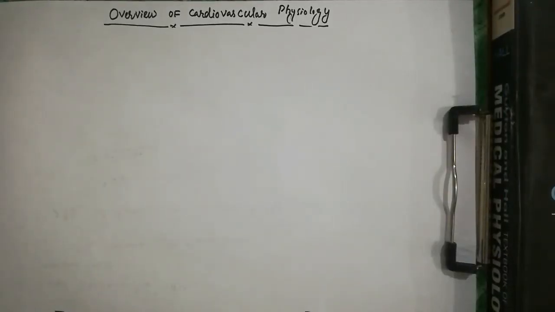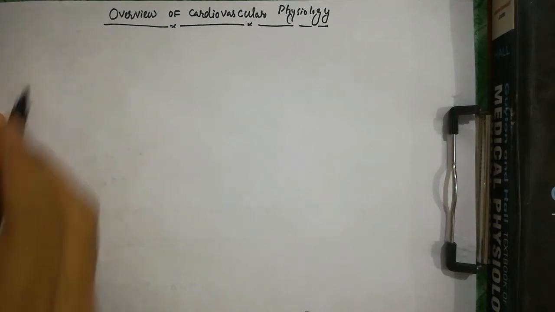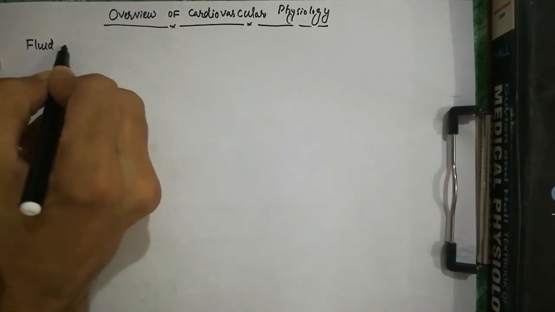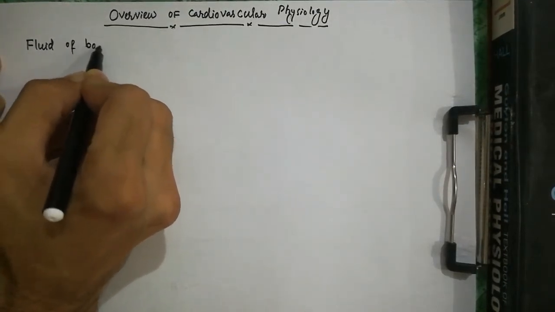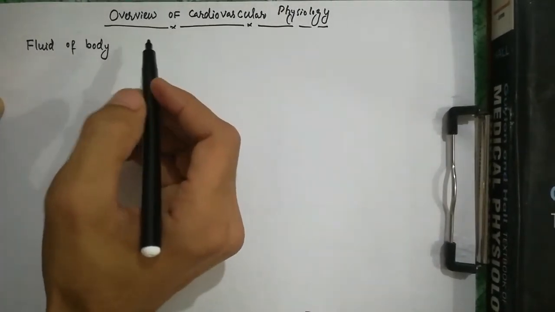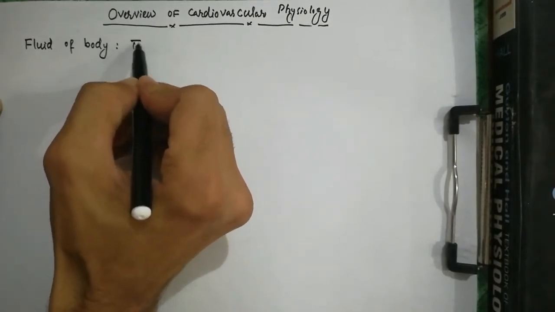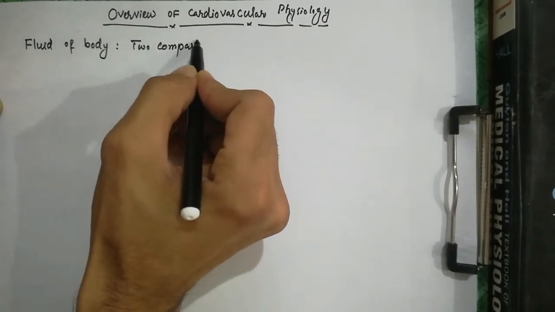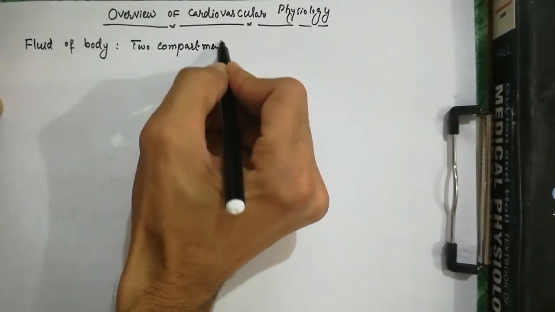This is the first video of cardiovascular physiology. In this video, I discuss an overview of cardiovascular physiology. The total fluid of the body is distributed in two compartments.